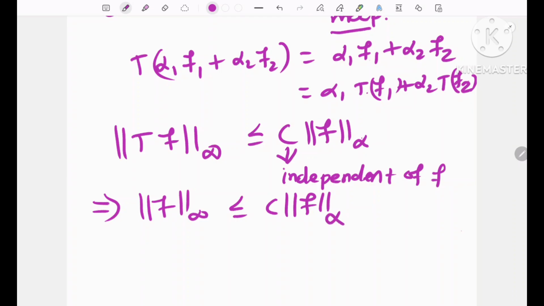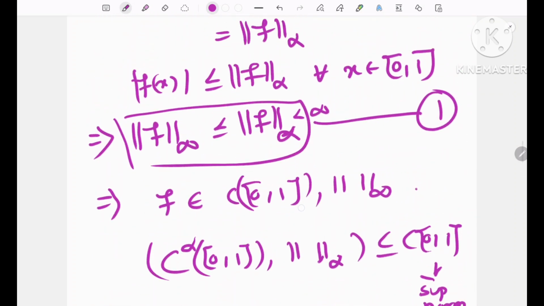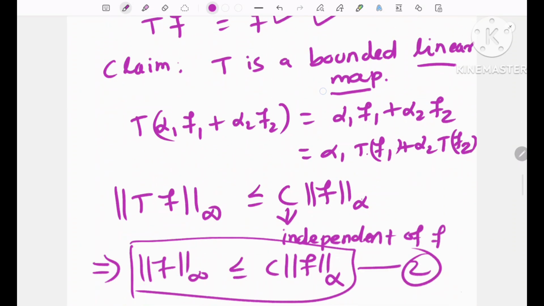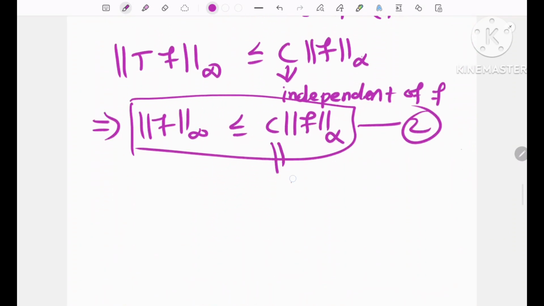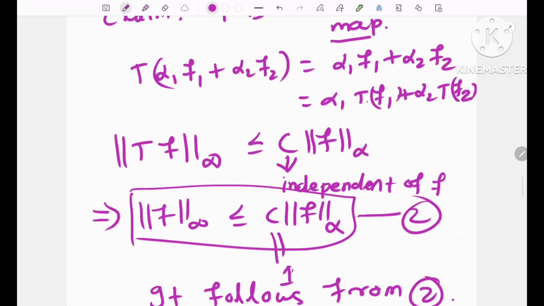But this thing has already been established. This second inequality follows from the first, because we have already established that the sup norm of f is less than or equal to the alpha norm of f, where here the constant c is equal to 1. This implies that our function T is a bounded linear map.